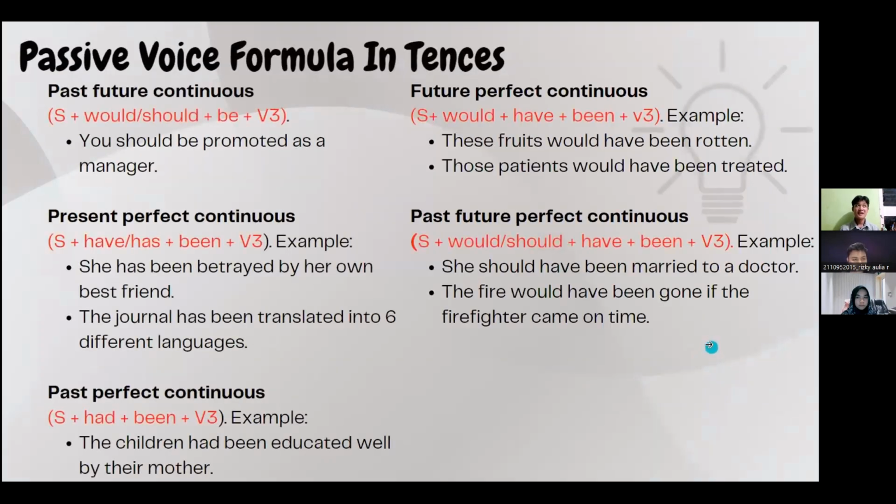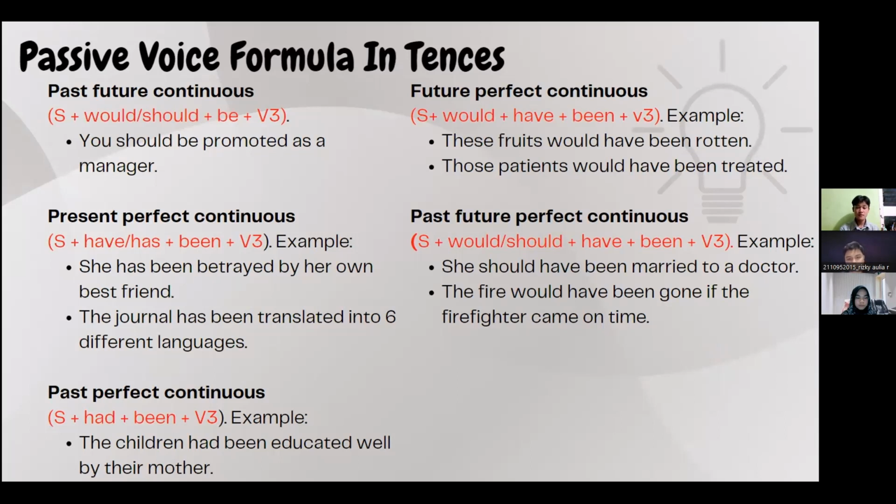The next is past future continuous tense. The formula is subject plus will or should plus be plus verb 3. The example is you should be promoted as a manager. The next formula is for present perfect continuous. The formula is subject plus have or has plus been plus verb 3. The example, she has been betrayed by her own best friend. The next one is past perfect continuous. The formula is subject plus had plus been plus verb 3. The example, the children had been educated well by their mother.